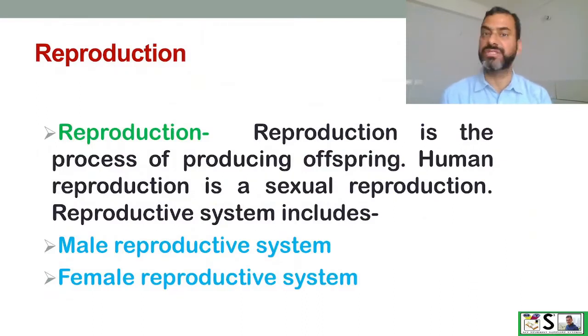First, we should know what is reproduction. Reproduction is the process of producing offspring. Human reproduction is a sexual reproduction which requires the male reproductive system in males and the female reproductive system in females.